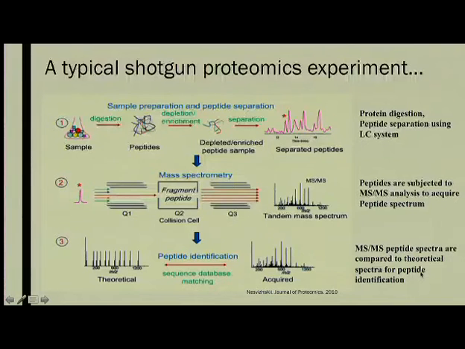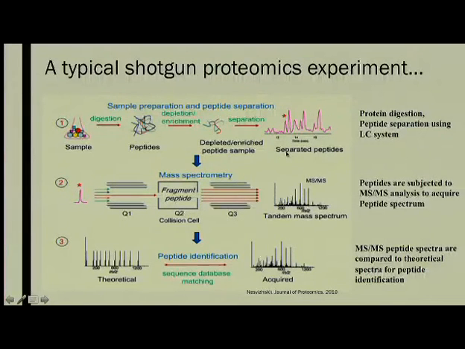So let me briefly walk you through a typical shotgun proteomics experiment. It can be divided into three parts. First part is sample preparation. This is where a sample is first digested into peptides using enzymes like trypsin or chymotrypsin. And then that peptide mixture is separated using a liquid chromatography system.